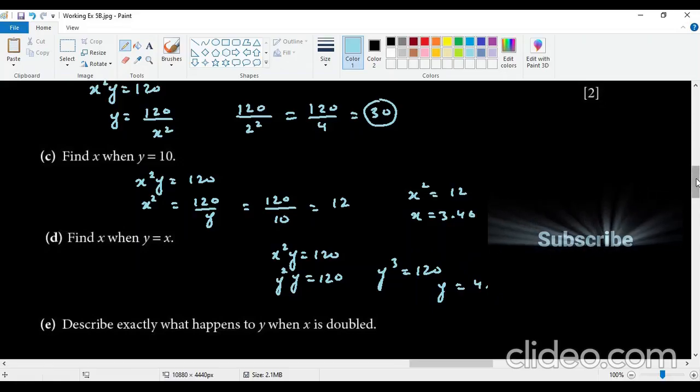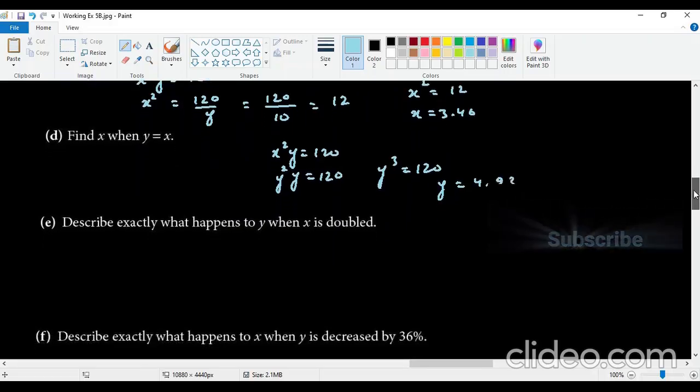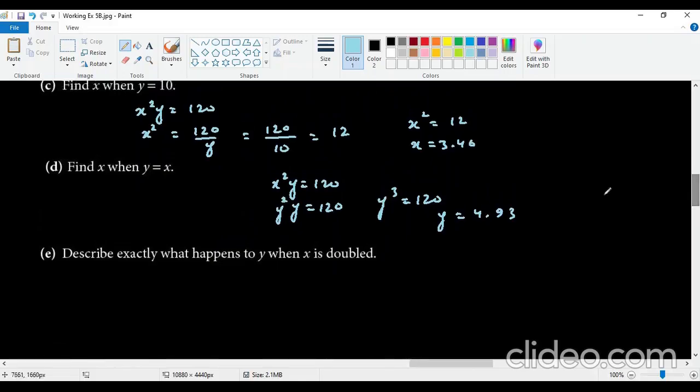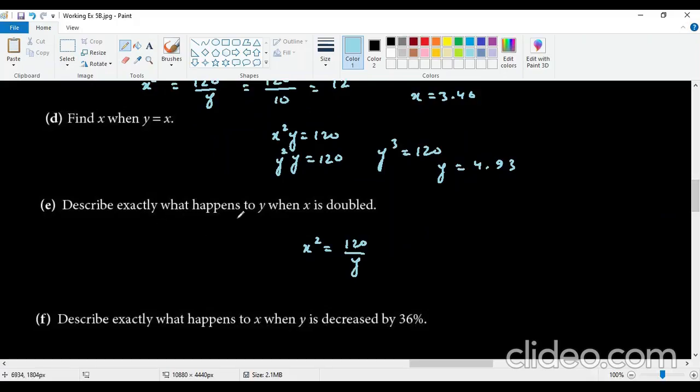Now describe exactly what happens to y when x is doubled. We know the formula, x square equals 120 over y. Now what happens to y? That means y equals 120 over x square. Now when x is doubled, 120 is divided by 2x whole square. So it's going to be 4 times, so we can say y is going to be divided by 4. This is your final answer.